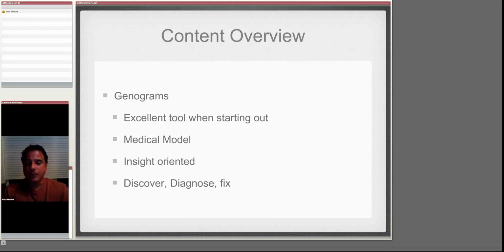People use genograms in a variety of ways. The most common way that I've seen is they talk about patterns in through generations. They talk about commonalities or themes. And really, what we're doing as we sit with a family and talk about those themes and patterns is we're either educating them or hoping to provide them with some kind of insight.